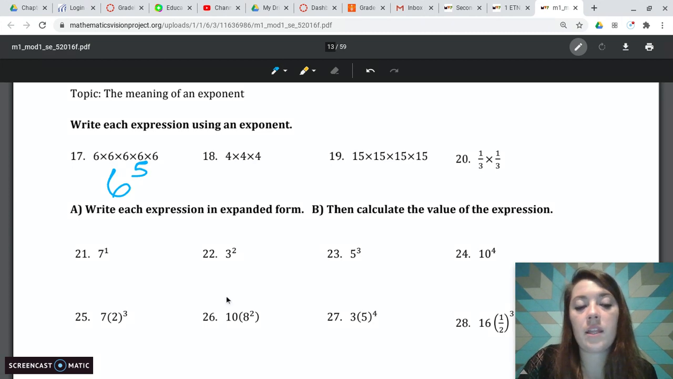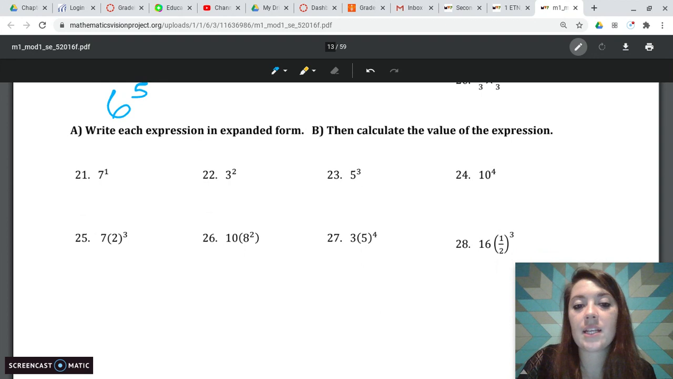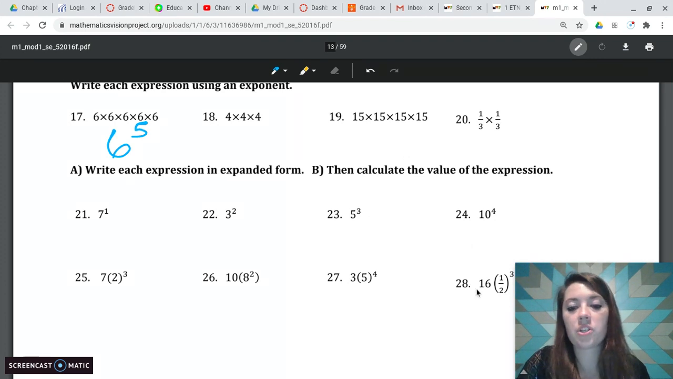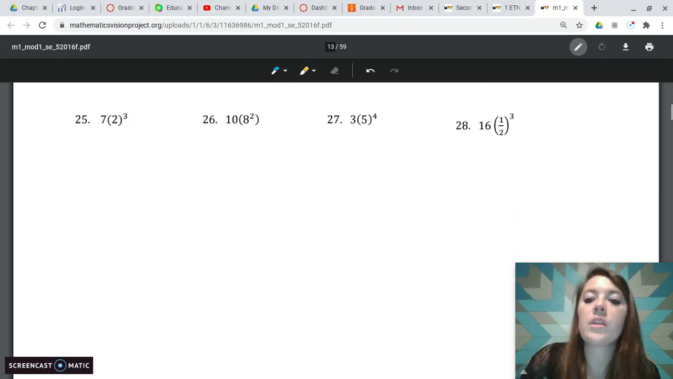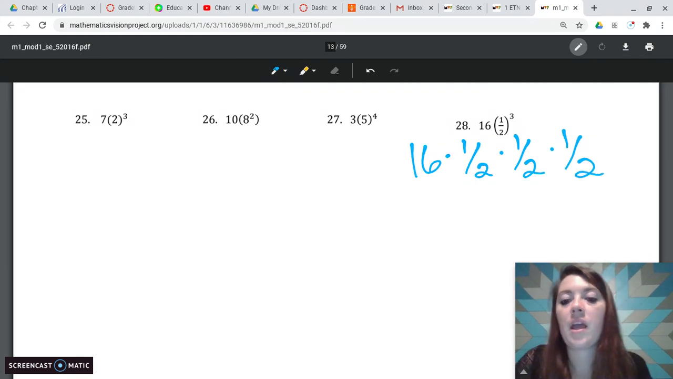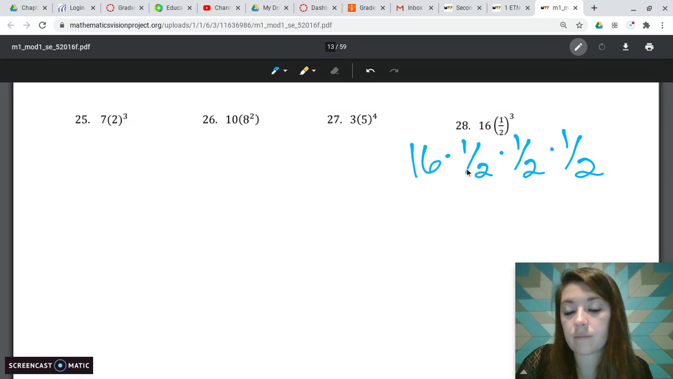All right, the last part. Write each expression in expanded form. This up here is expanded form. And then calculate the value of the expression. So we're actually going to look at number 28. So to write this in expanded form, we're going to start by writing the 16 times. Now, 1/2 is our base number, so we write it times, and there's supposed to be 3 of them. So 1, 2, 3. Now, if we take 16 times a half, what's half of 16? Well, that's 8.